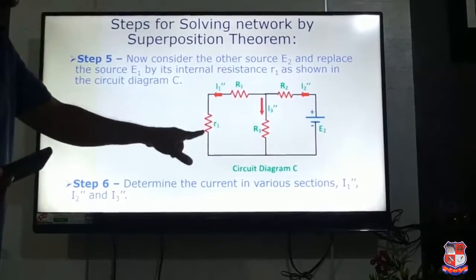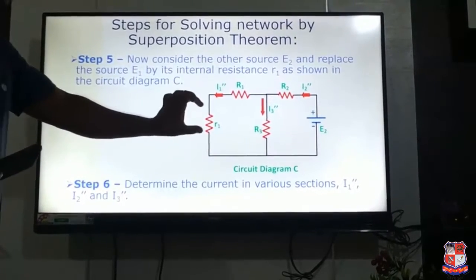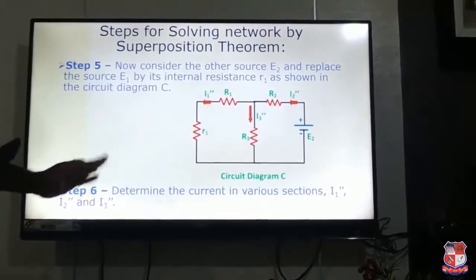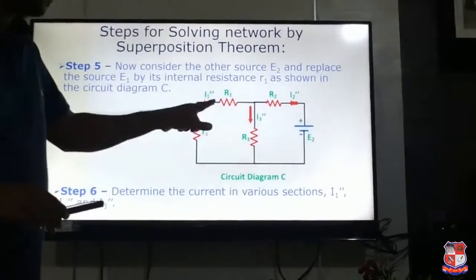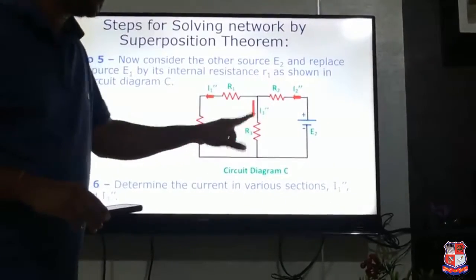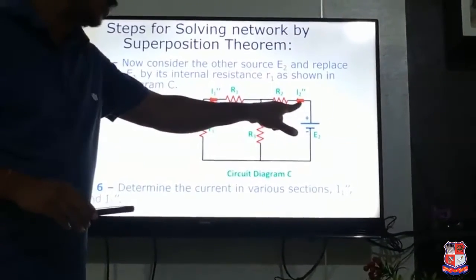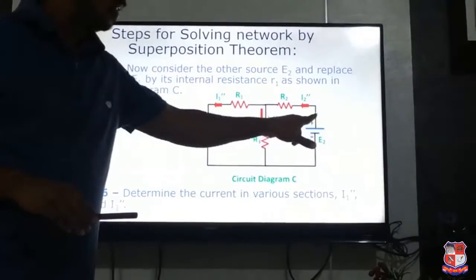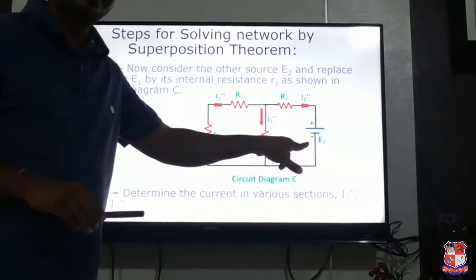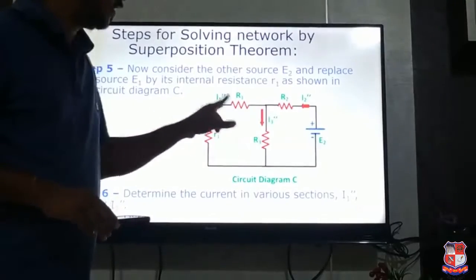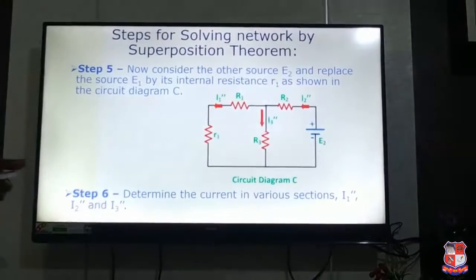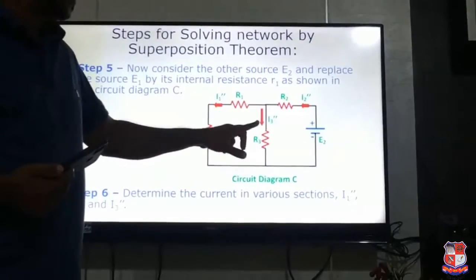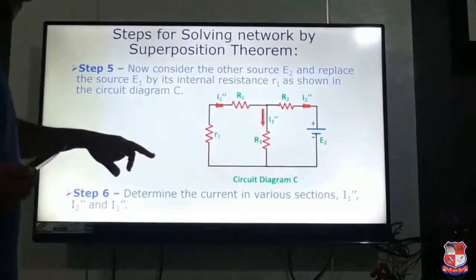E1 source is replaced by this internal resistance R1. A voltage source has some internal resistance, so we can replace it by the internal resistance R1. So these are the resistances R1, R2, R3. Now the currents flowing are I2 double dash, I1 double dash and I3 double dash. Only voltage source E2 is applied, so the direction of current is as shown in the figure, and the currents are indicated as I2 double dash, I3 double dash and I1 double dash.